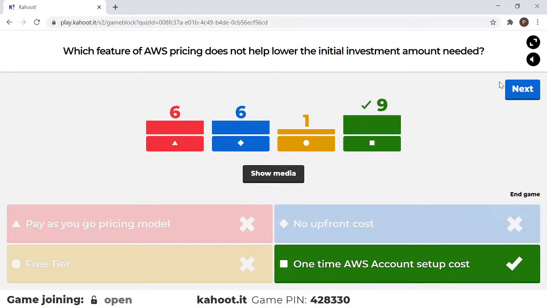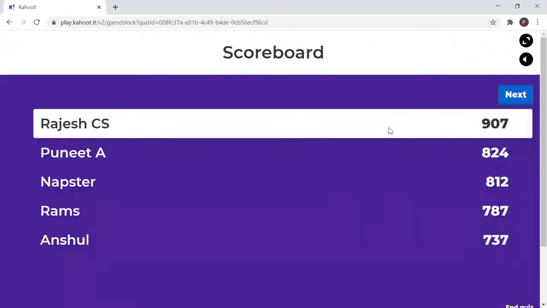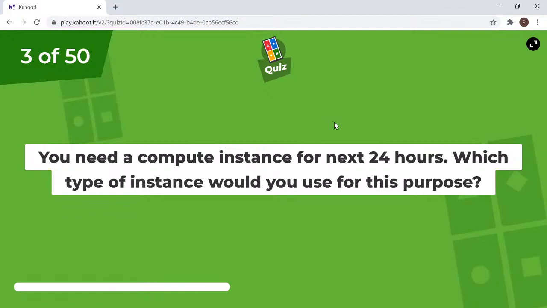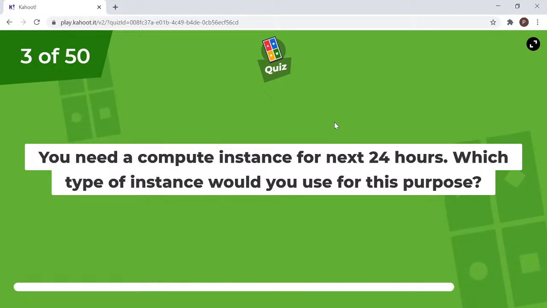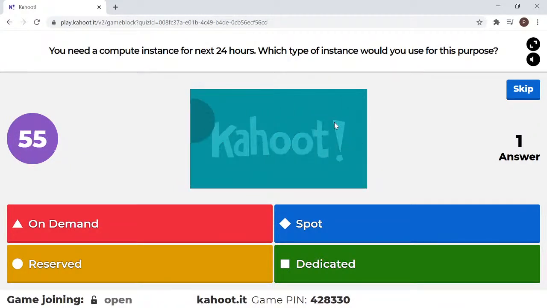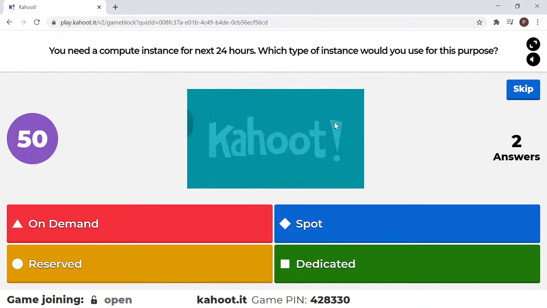So let's now move on to the next question. Rajesh is still leading, and there is a shuffle in the scoring board beneath that. So that's good. Moving on to the next question. You need a compute instance for next 24 hours. Which type of instance would you use for this purpose? Is it on demand, spot, reserved, or dedicated?